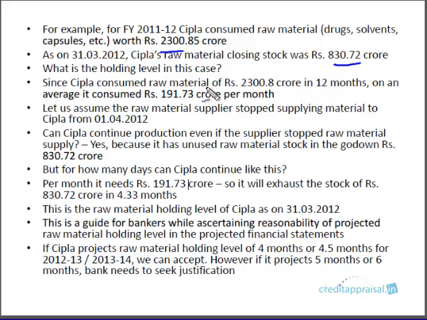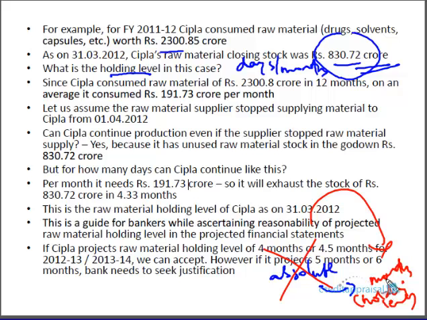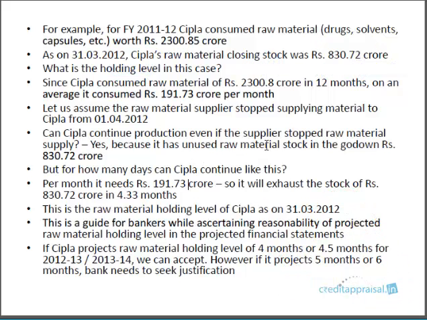If we want to know the holding level, please remember, holding level is in terms of days or months. So this is what we are going to do in every case. We take the figure, the closing stock in the balance sheet. Cipla's raw material closing stock, the inventory, is an absolute value because it is in rupees. We are going to convert this into months or days. We are not going to talk in absolute value. We are going to convert that amount into holding level in terms of months. So let us see how we are going to do that.